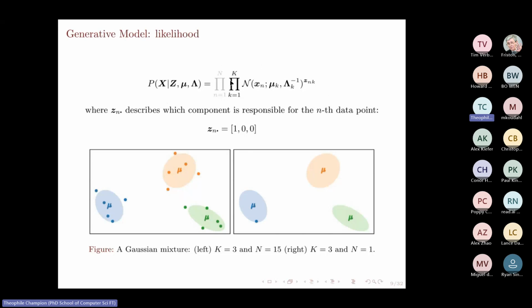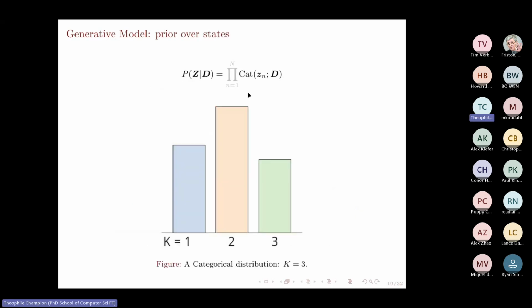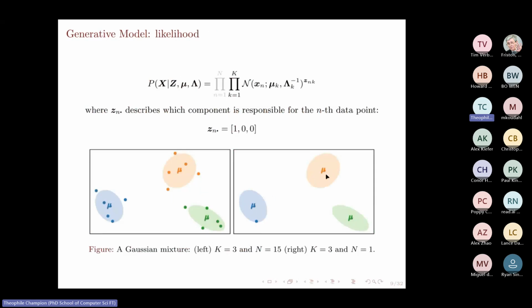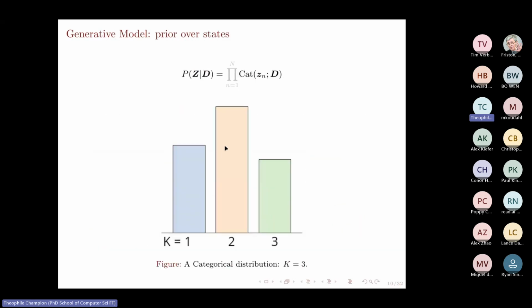And so what this product is doing is just selecting one of the Gaussian distributions and computing the probability of the data point according to this one Gaussian. So that's what we mean by the data is distributed according to a mixture of Gaussian distributions. And the other important factor here is the discrete distribution Z, and this is really just a categorical distribution. So each component that we had in this slide has its own prior probability.